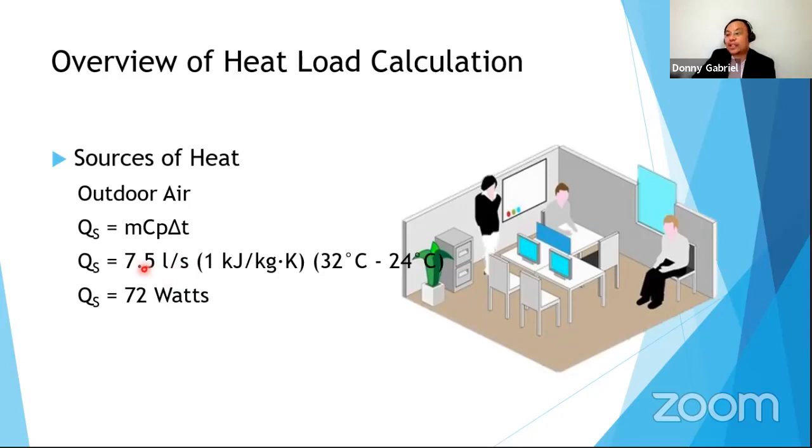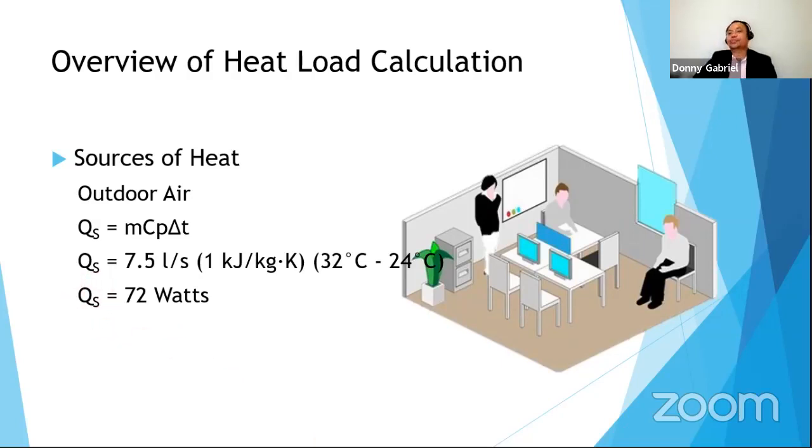7.5, this is what we calculated, required by the 3 people. This is constant, 1 kilojoule per kilogram per Kelvin. This is the specific heat of air. And this is the outdoor temperature condition. This is as per Singapore standard, 32. I think in the Philippines it's 34 or 35. And the indoor office design temperature is 24. So you plug all these numbers and you get 72 watts. But this is only sensible.